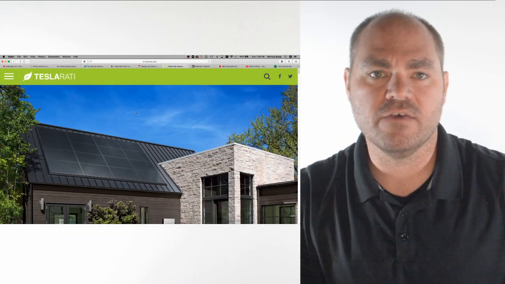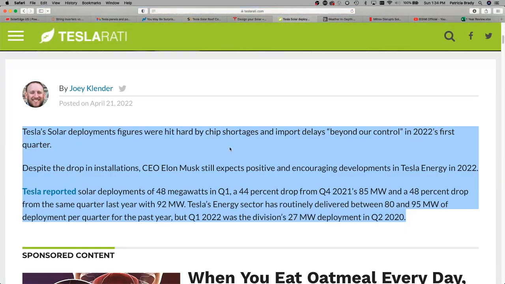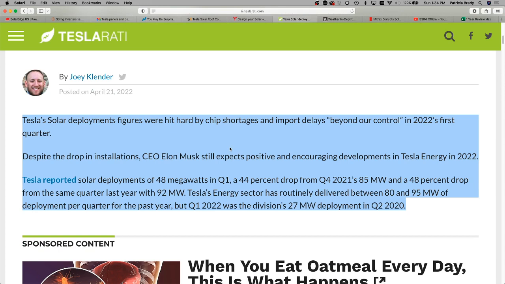All right, so the next article we've got is from Teslarati. They report on the Q1 drop in Tesla solar installations. They say, quote, Tesla's solar deployment figures were hit hard by chip shortages and import delays beyond our control in 2020's first quarter. Despite the drop in installations, CEO Elon Musk still expects positive and encouraging developments in Tesla energy in 2022. Tesla reported solar deployments of 48 megawatts in Q1, a 44% drop from Q4 in 2020's 85 megawatts, and a 48% drop from the same quarter last year with 92 megawatts.